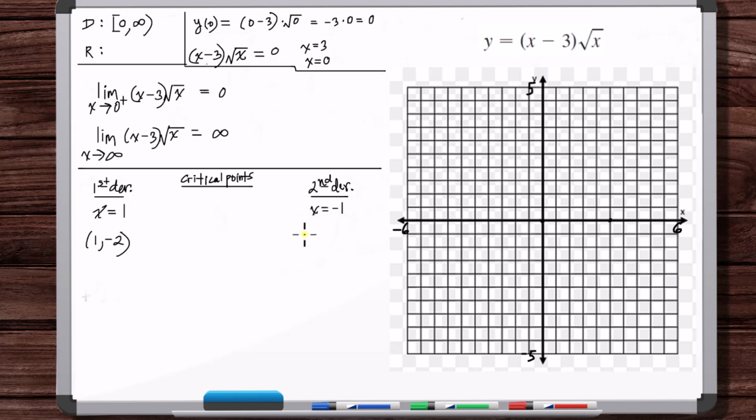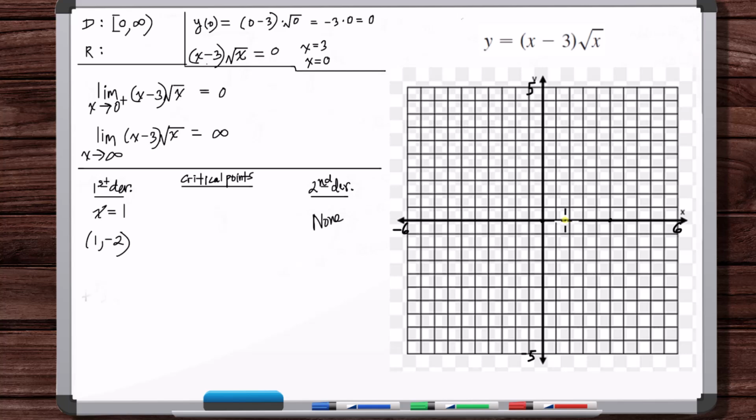All right. Oh, well, that's outside of the domain. So there are no critical points with respect to the second derivative. So none. So we only have one critical point overall, x is equal to 1. So let's plot this. This is 3, so 0.6, 1.2.